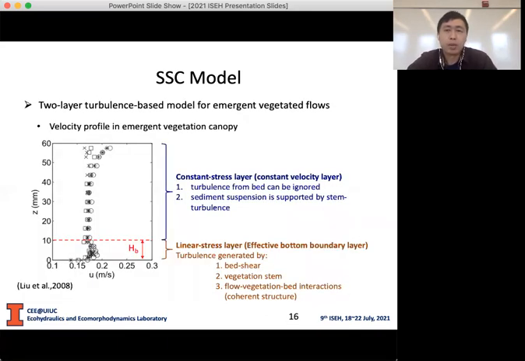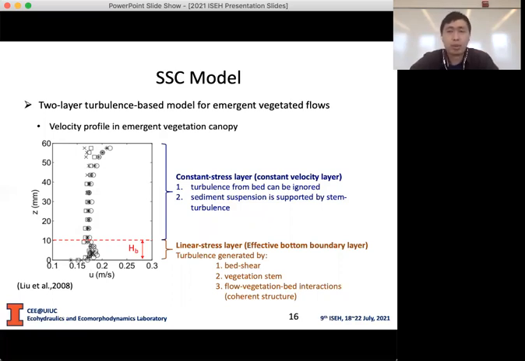So therefore, here we proposed a 2-layer turbulence-based model to predict sediment suspension for the flows with emergent vegetation, which takes all the turbulence components into account. From previous experiments in emergent vegetative flows, the mean velocity profile is generally uniform above a certain height, HB, from the bed, due to uniform drag exerted by the vegetation on the mean flow. We call this region the constant stress layer or constant velocity layer, where turbulence generated from the bed can be ignored, and sediment suspension is mainly supported by the stem turbulence.